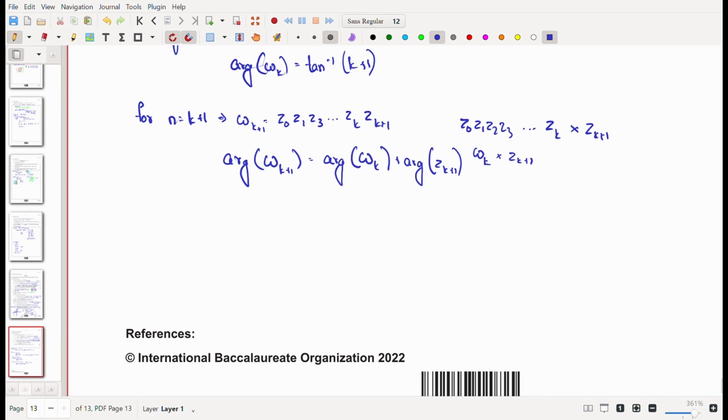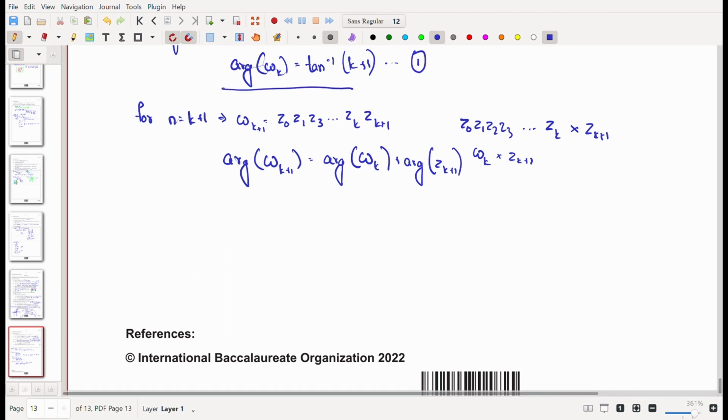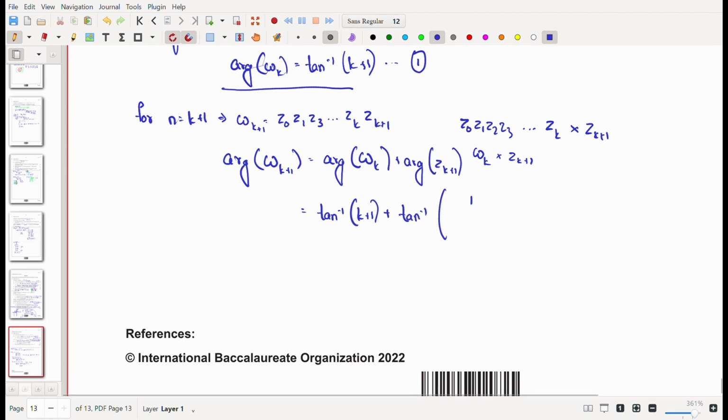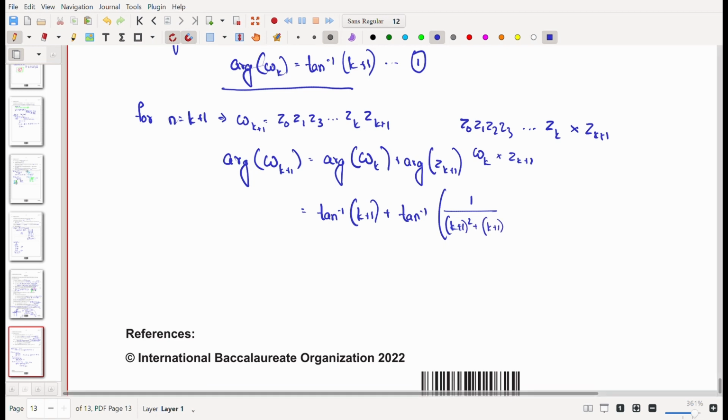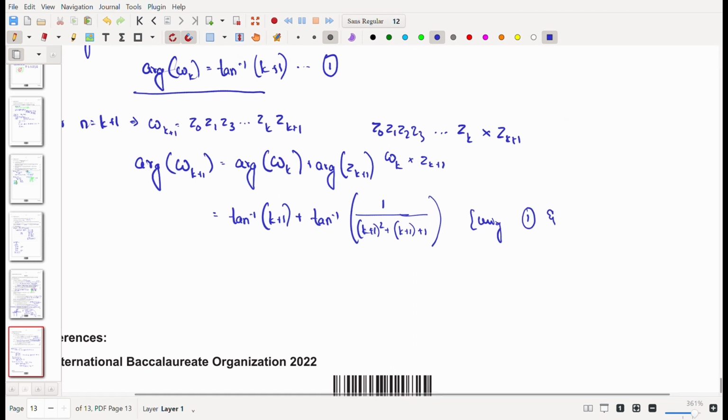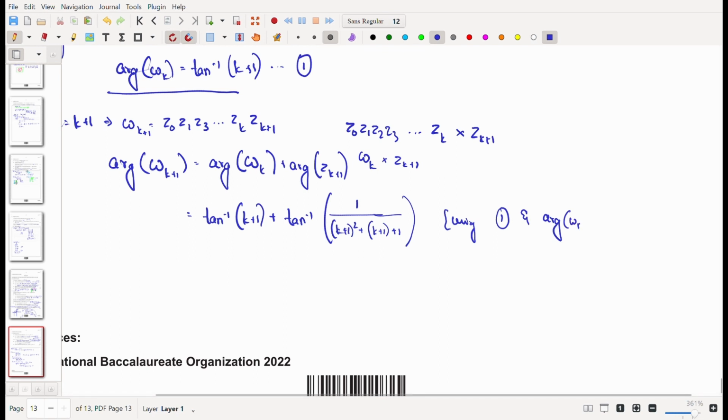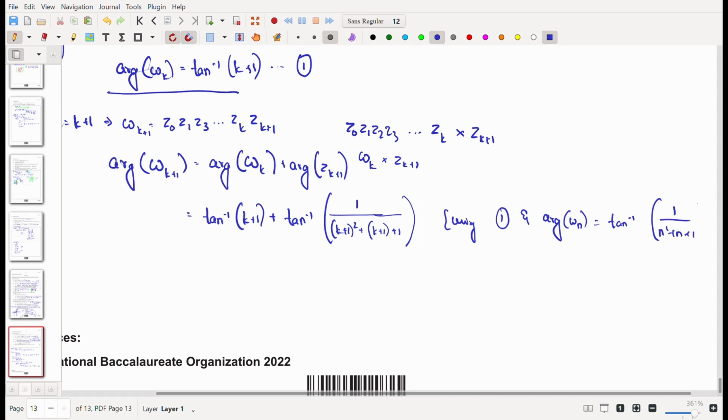Now this means that we can apply our function. So let's use our previously made equation. Let's call this 1, which is equal to tan inverse of k plus 1 plus arg of zk plus 1, which is going to be tan inverse of 1 by k plus 1 whole squared plus k plus 1 plus 1. And we have to write on the side, using 1 and arg of omega n is equal to tan inverse of 1 by n squared plus n plus 1.